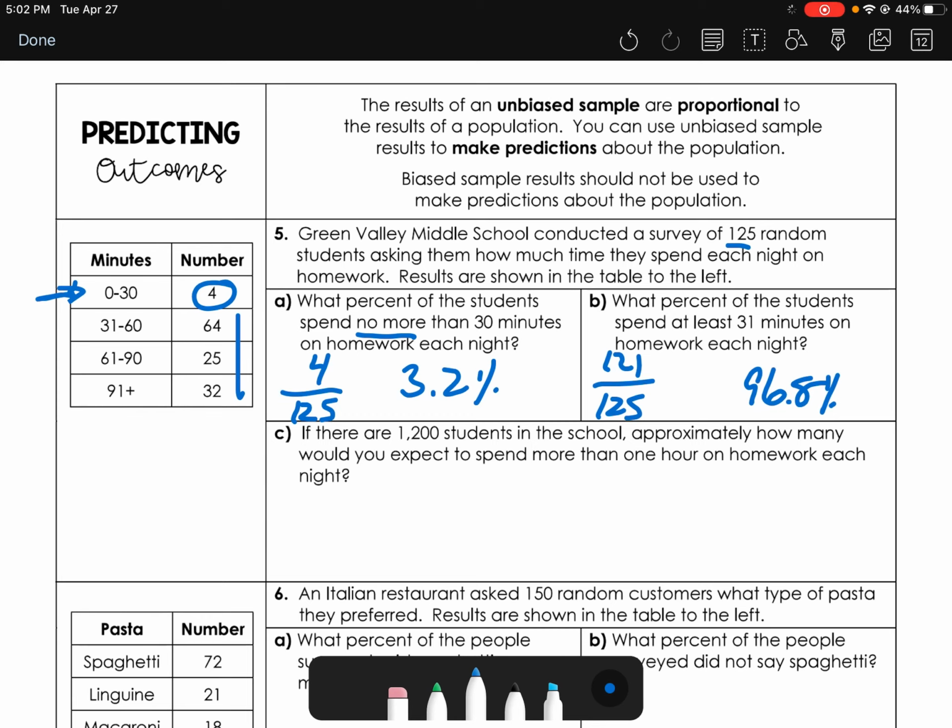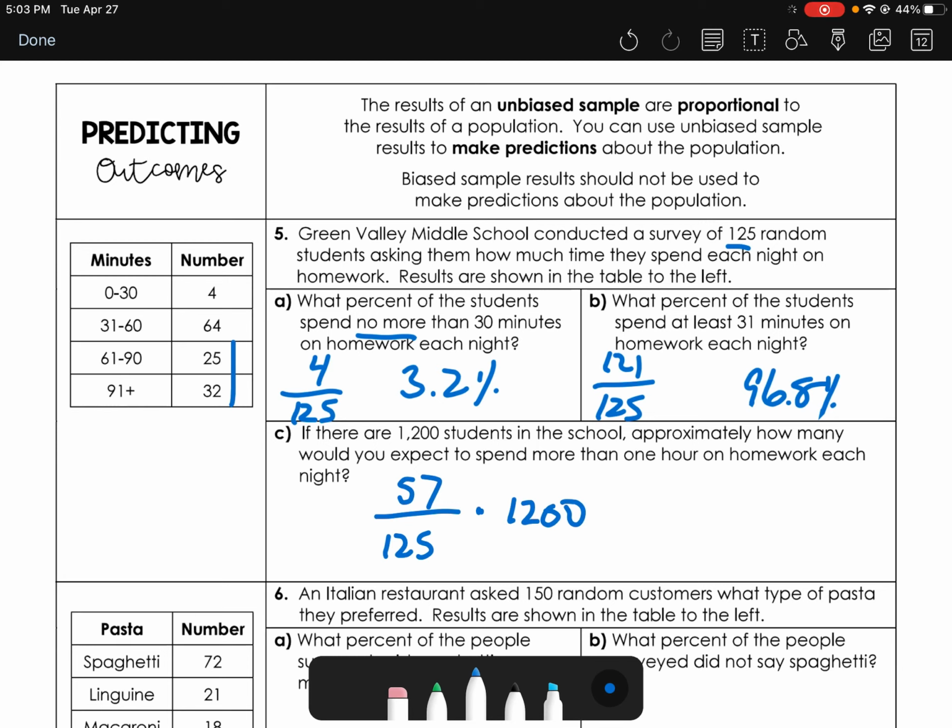If there are 1,200 students in the school, approximately how many would you expect to spend more than 1 hour on homework each night? So just looking at the probability, we look at 25 plus 32, or 57 over our 125. And that would give us the probability of how many of them would do over an hour. Just like in our theoretical and experimental probability, we're just going to take that fraction and multiply it by 1,200.